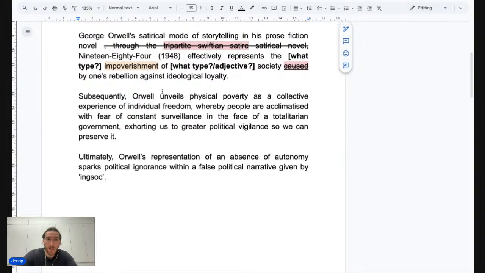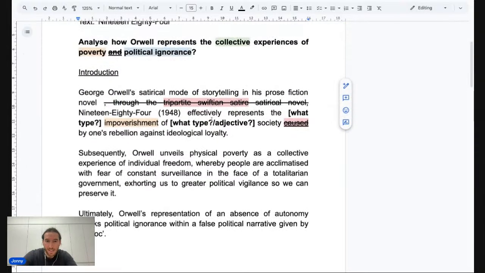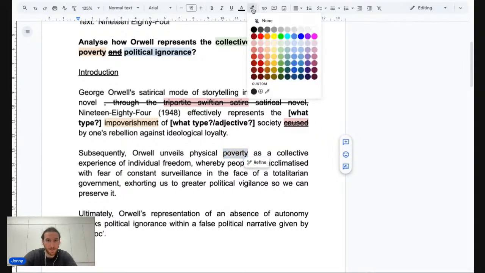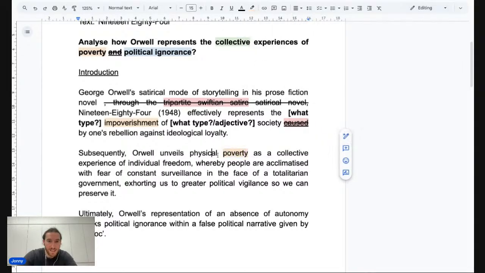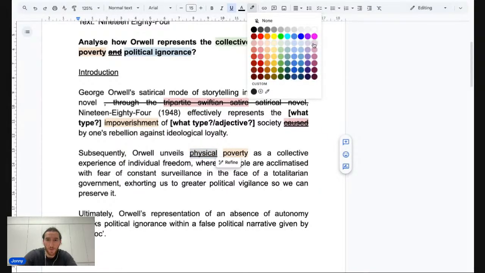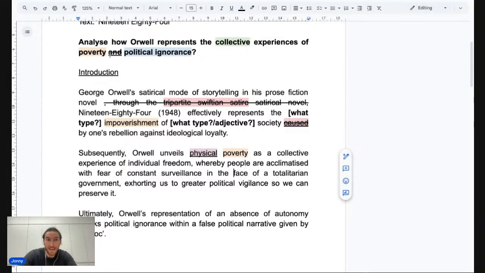"Subsequently, Orwell unveils physical poverty." Okay, see here how the student's actually saying the type of poverty. And I'm just saying "the student," sorry, because I don't have the name on me. We've got physical poverty. This is what I mean by having a type of the key term there. "Physical poverty as a collective experience of individual freedom." There's a lot of words there. Let's see if it actually makes sense.